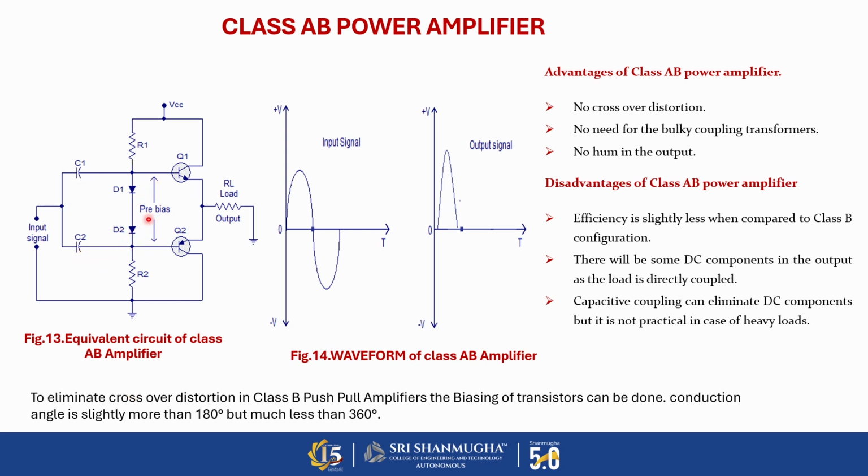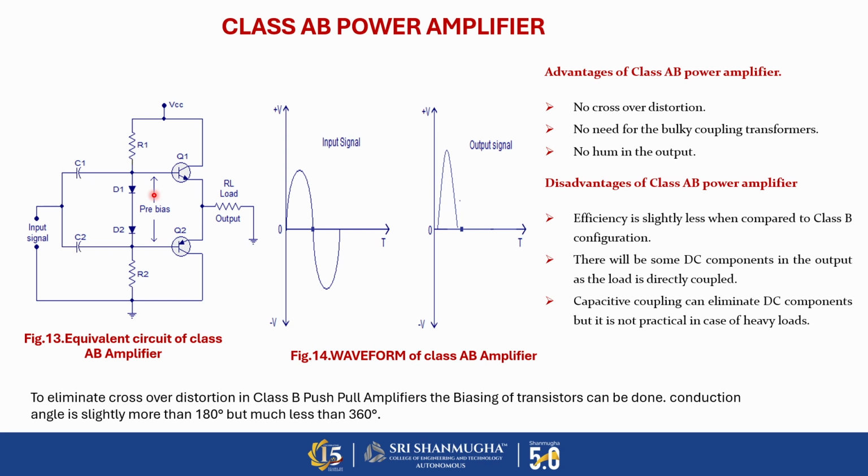The main function of the class AB amplifier is this: here we are using active elements, that is, transistors that are slightly biased, so that the conduction angle is slightly more than 180 degrees but much less than 360 degrees. So the transistor conducts for more than half a cycle but much less than the full cycle. That means there will be no instant where both the transistors are off simultaneously, and thus the crossover distortion is eliminated. Due to the pre-biasing circuit, the crossover distortion is avoided in the class AB amplifier.